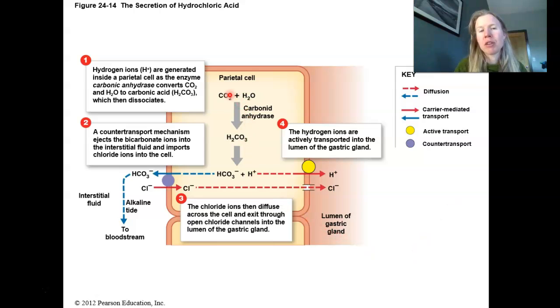Same thing from a different book. So if you like this layout, carbon dioxide and water become carbonic acid, become bicarbonate and hydrogen. This one I like because it shows very clearly the hydrogen and the chloride coming together. Okay, but that's how we get hydrochloric acid in the stomach. It's the parietal cells that produce it.